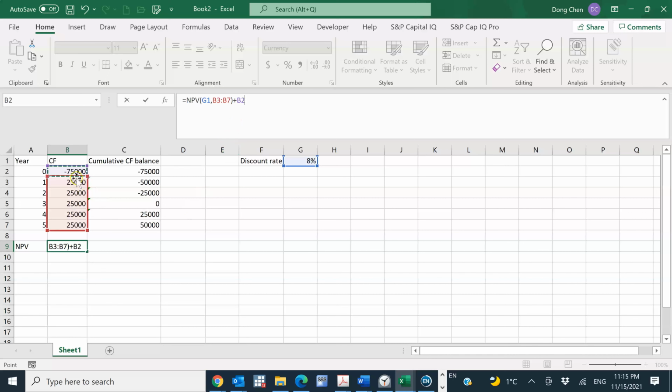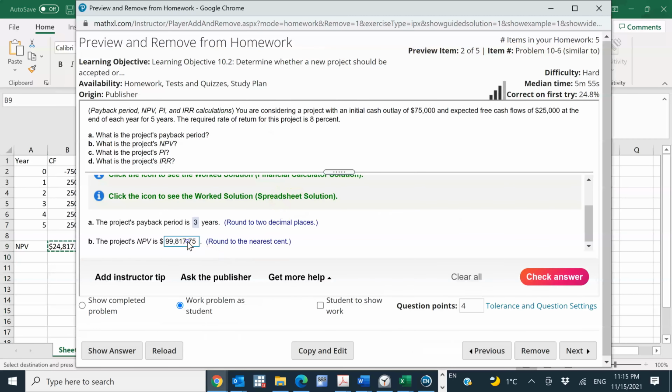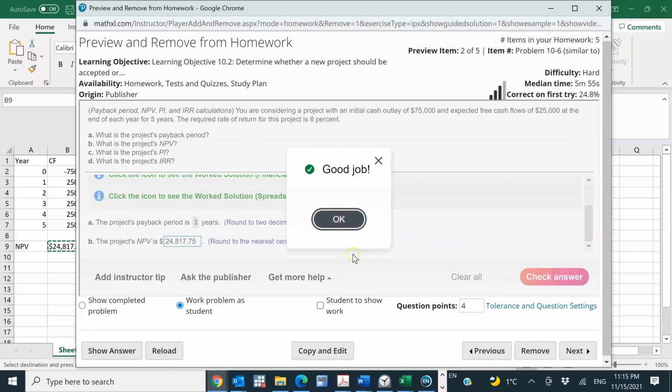If the initial outlay is put here as a positive number, then I need to subtract the initial outlay. So I'm gonna do that again. So this should be the correct answer. Sorry for the trouble. This probably brings confusion to you, so it's confusing. And check my answer again. Good job.